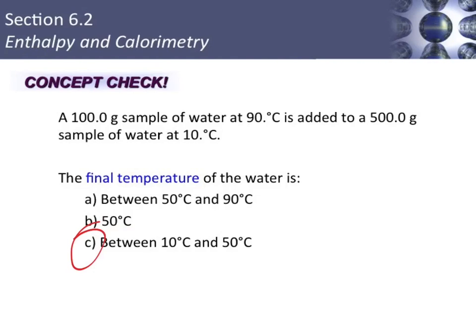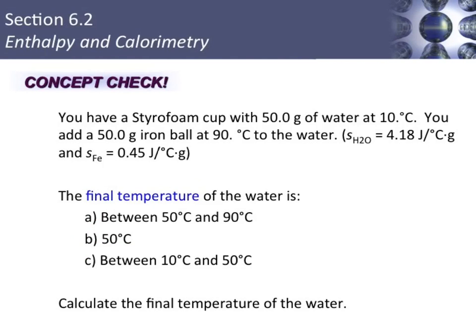Next. If you have a styrofoam cup with 50 grams of water at 10 degrees Celsius, and you add a 50-gram iron ball at 90 degrees Celsius to the water, and you have those specific heat capacities, what's the final temperature? So our mass is the same, but we have specific heat capacities that are very different, and the temperatures. So what is going to happen to that temperature? It is going to be C.